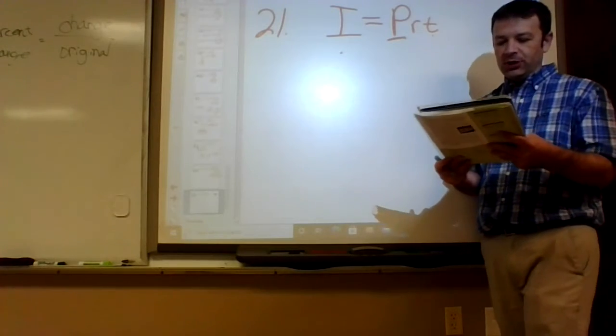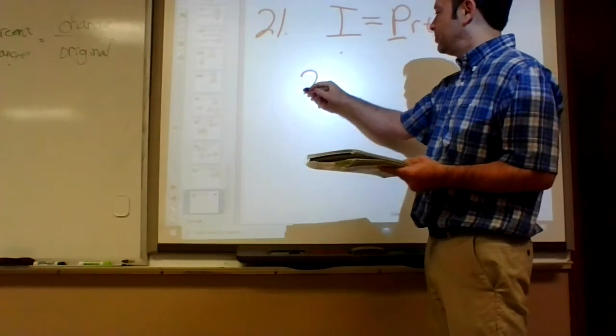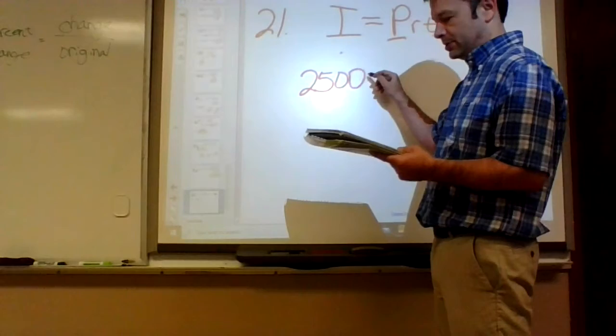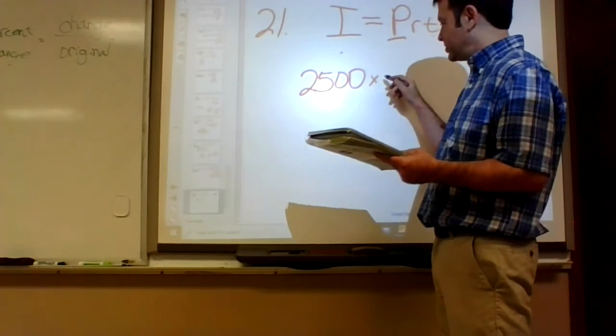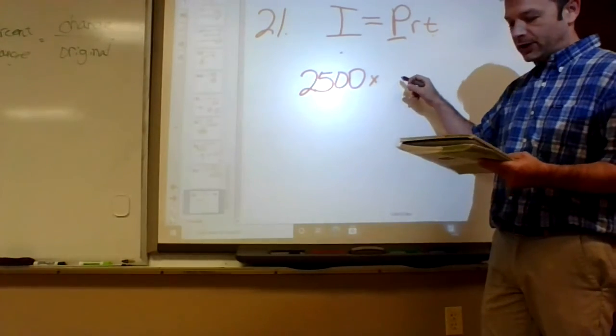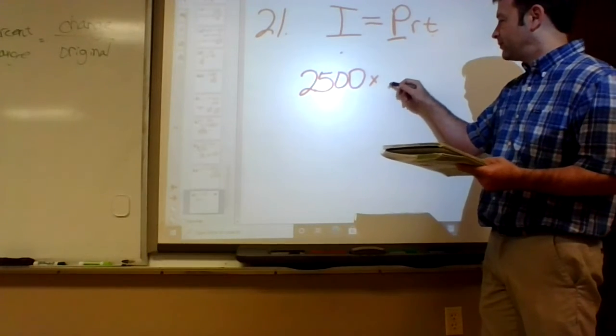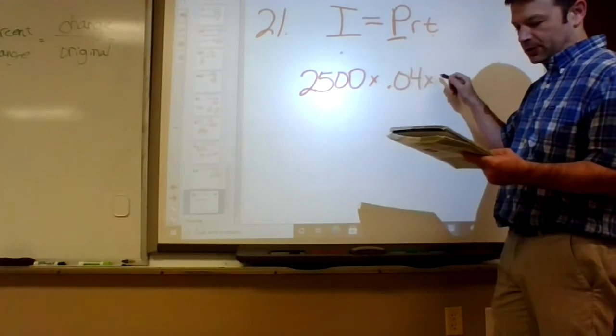So on number 21, to find the interest, we're gonna do principal times rate. What am I gonna put in for the rate? 0.04 times the time, 3 years.